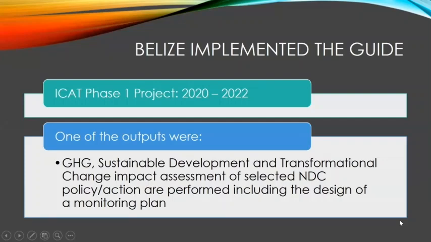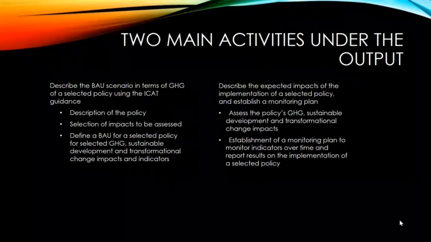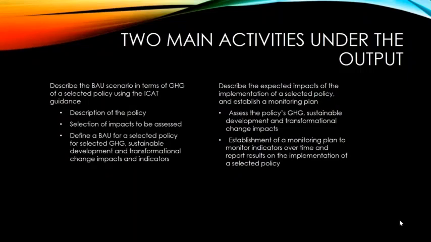which is GHG, Sustainable Development and Transformational Change Impact Assessment of a selected NDC policy are performed, including a monitoring plan. Under this output, we had two main activities, and you'll notice based on the previous presentation that the activities line up with the steps within the guide that ICAT developed. So the two main activities were to describe the business as usual scenario in terms of greenhouse gas emissions of a selected policy. Under this, we would need to provide a description of the policy, select the impacts that we would assess, and then define the BAU scenario for this selected policy, considering the GHG, Sustainable Development, and Transformational Change impacts and indicators.